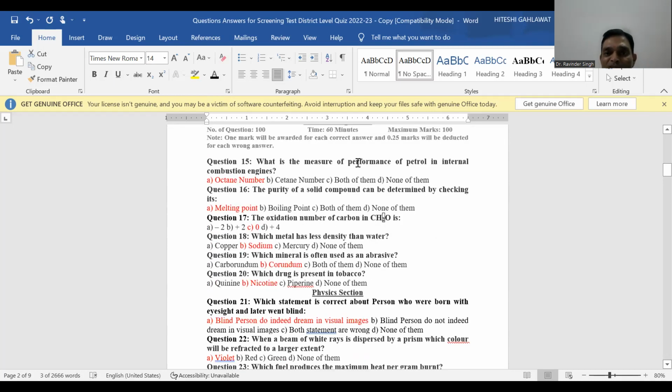What is the measure of performance of petrol in the internal combustion engine? That is the octane number. And for diesel, that is the cetane number. The purity of a solid compound can be determined by checking its melting point; on the basis of that, we check its purity.